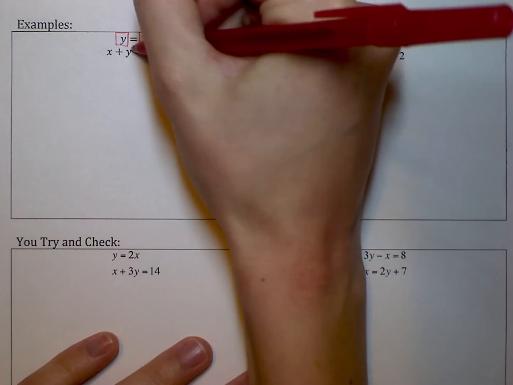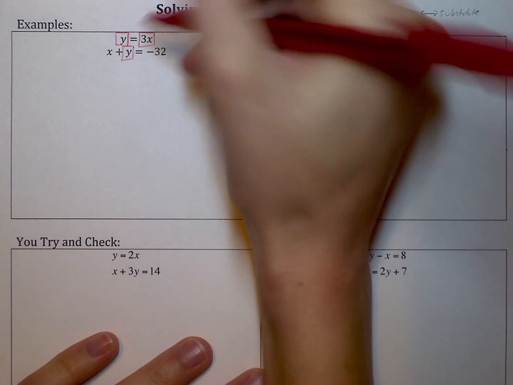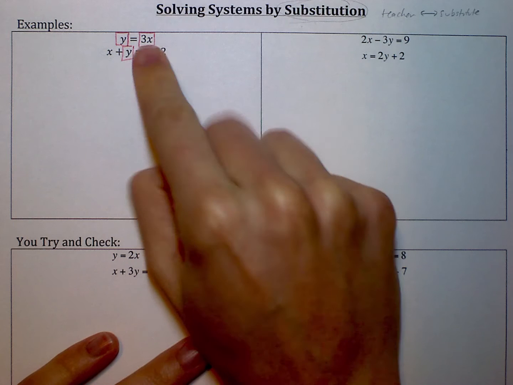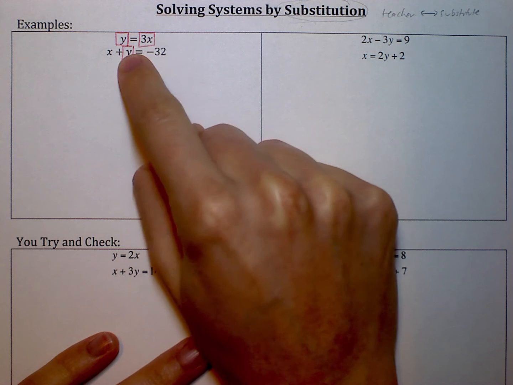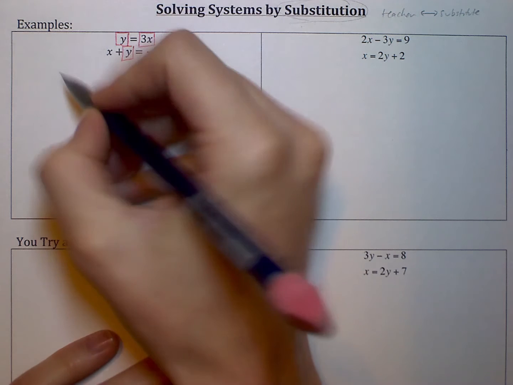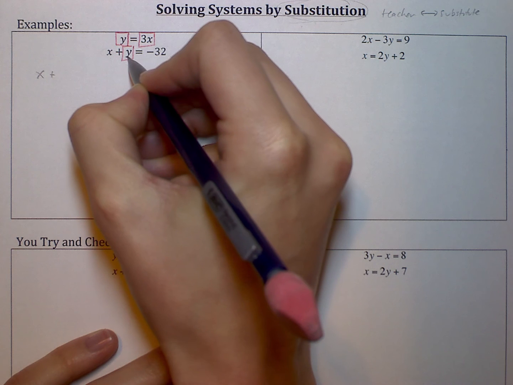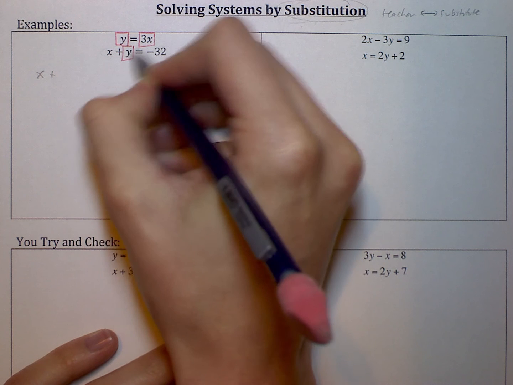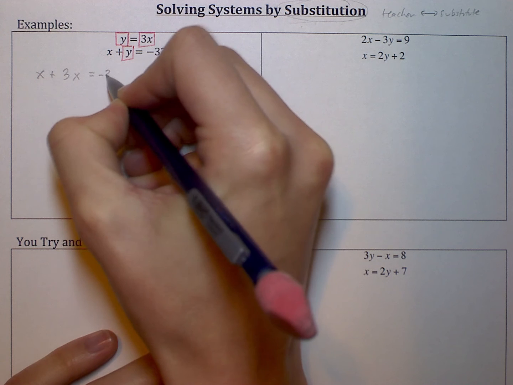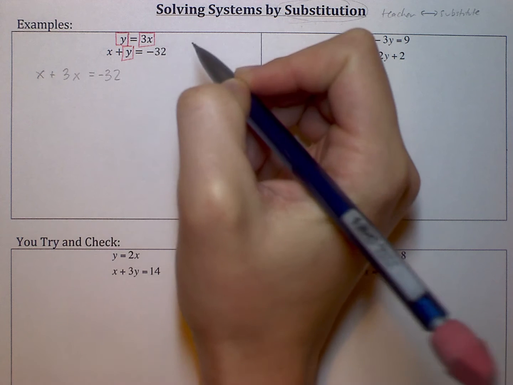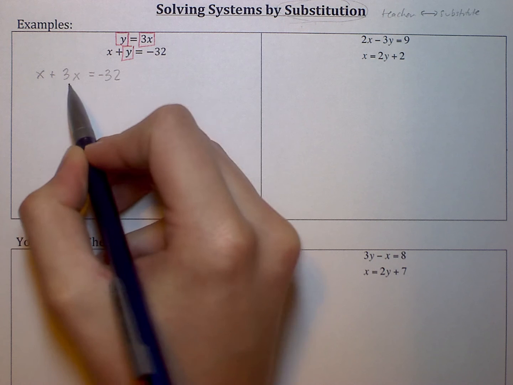So there's actually another y right here, and I can take this 3x because it's equal to this y, and I can change it out for that y. Now, why would I want to do that? Well, let's see what the result is. I'm going to write x plus, and instead of writing x plus y, I'm going to change out that y and put the 3x there instead. Now, what's my result? Well, my result is an equation I can solve. This is an equation that only has one variable instead of two.